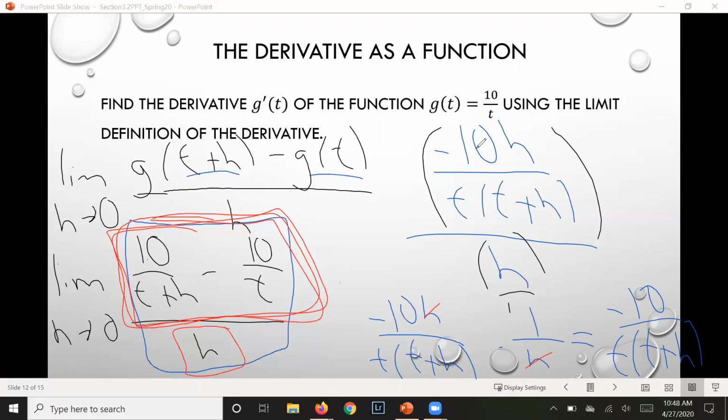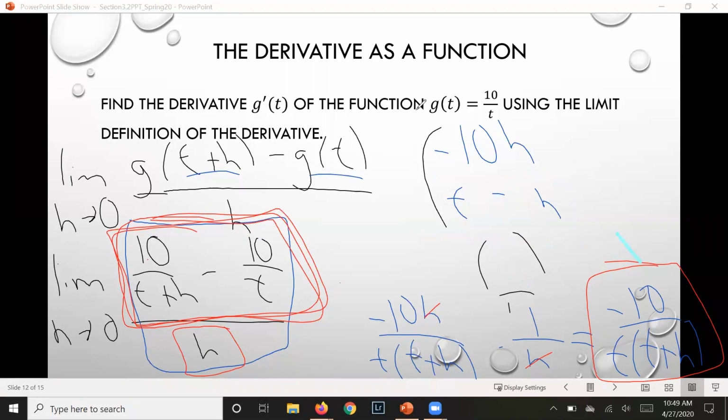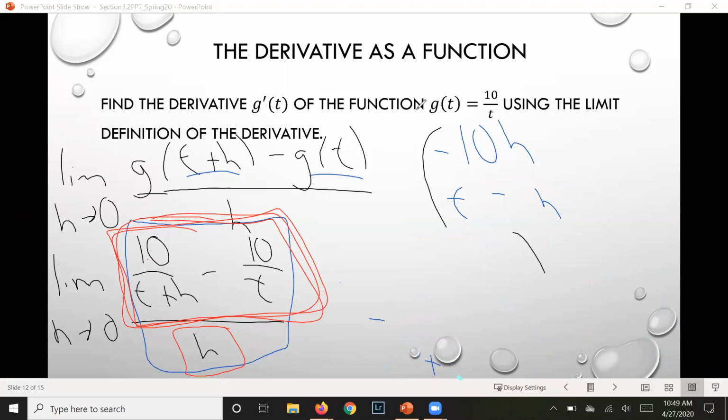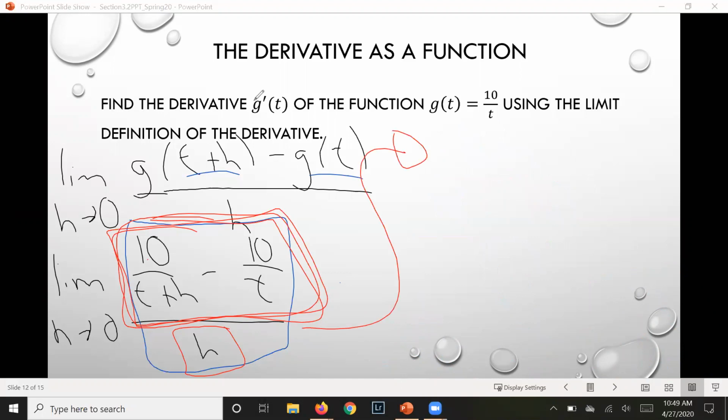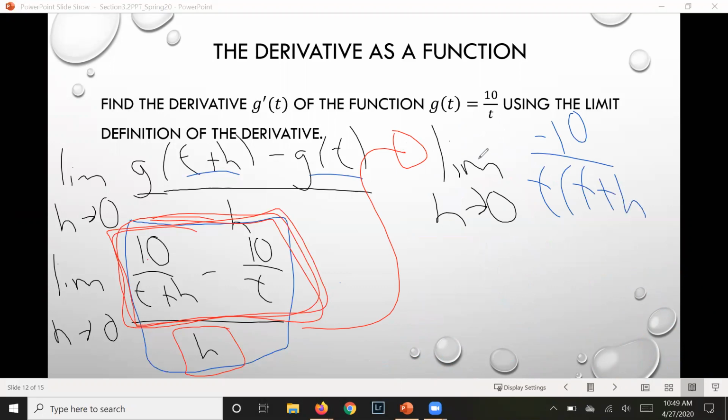Okay. So lots of fun simplifying and all of that to make our limit a little bit easier to work with. So again, this is what we have now, negative 10 over t times t plus h. Let's go ahead and erase some stuff out here. So now we see that our limit has become the limit as h approaches 0 of negative 10 over t times t plus h.